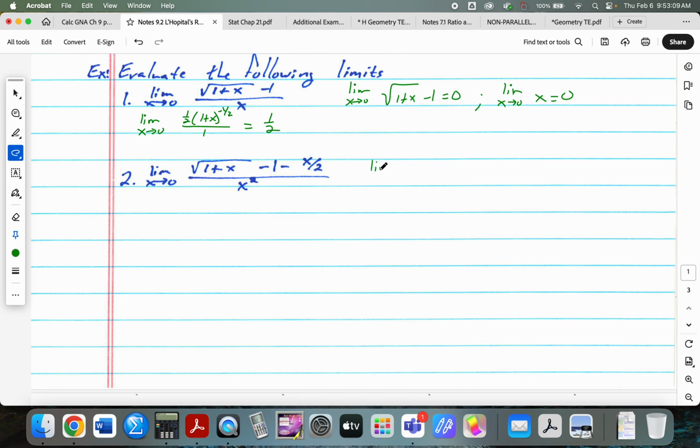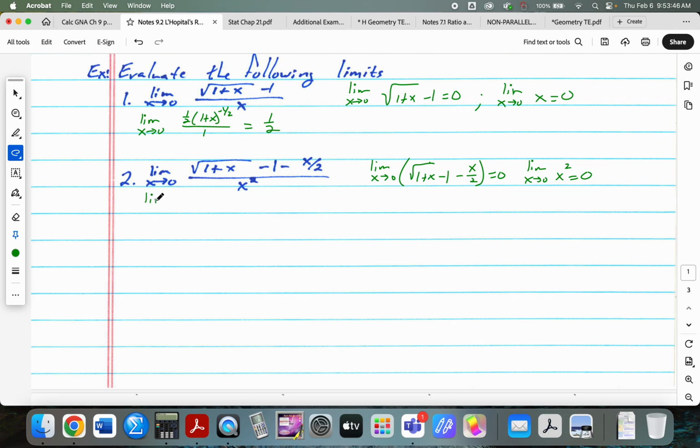So if I take the limit as x goes to 0 of the square root of 1 plus x minus 1 minus x over 2, that's going to be 1 minus 1, which is 0, minus 0 is 0. And the limit as x goes to 0 of x squared is also 0. Therefore, we can use L'Hopital's rule.